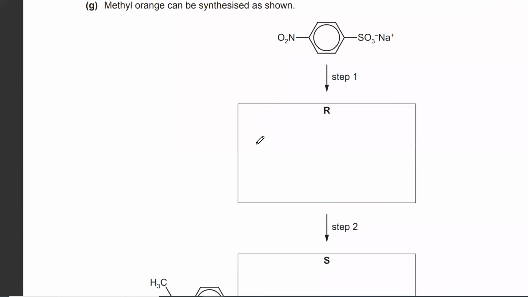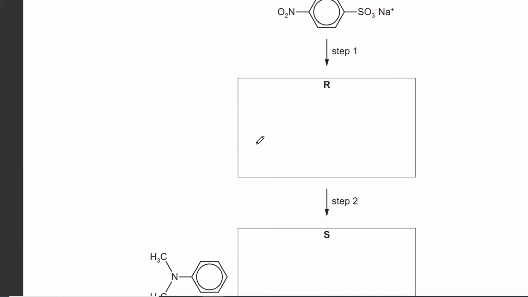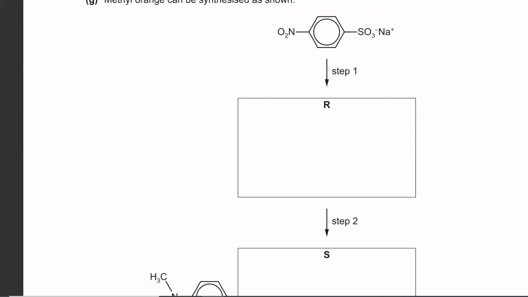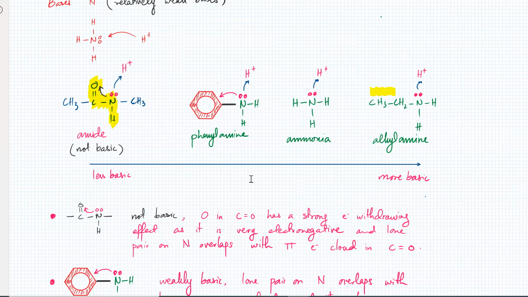And then he says methyl orange can be synthesized as shown. So you're starting with NO2. So let's go back to how the dyes were formed.